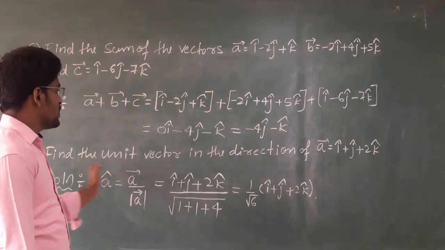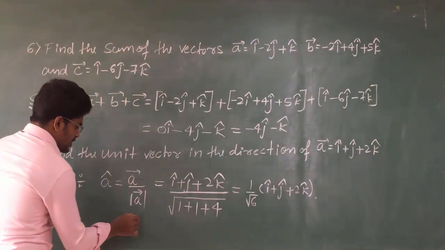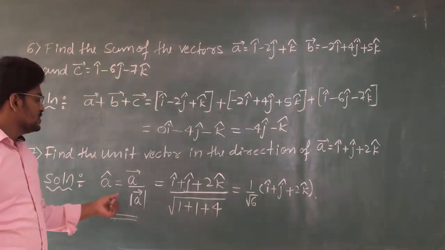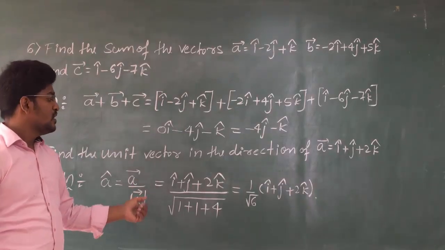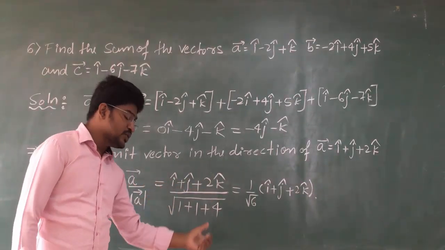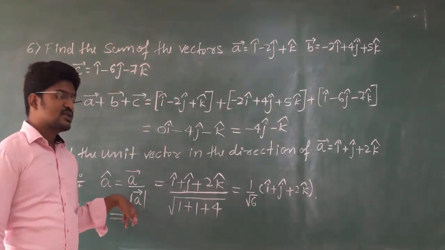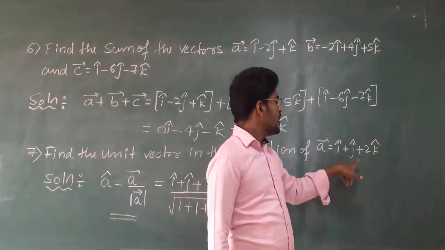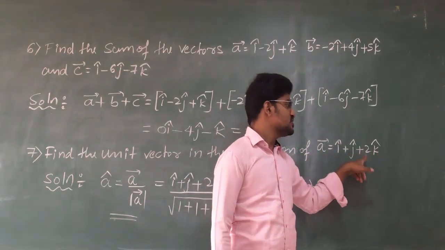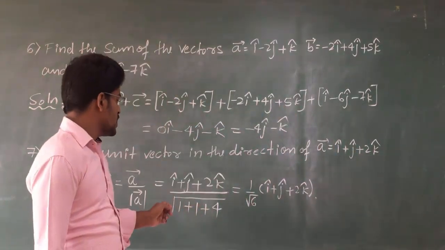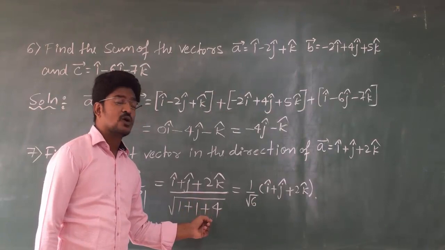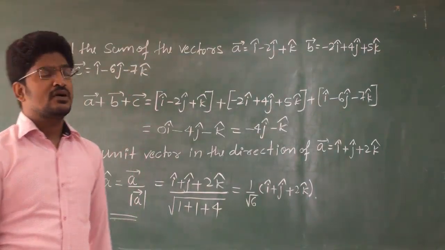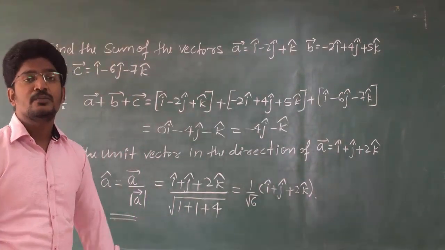Clear? So here you have to find the unit vector. Please remember this formula for the unit vector in the direction of given vector A: A cap equal to vector A divided by magnitude of vector A. Write vector A as it is, divided by magnitude of vector A, which is the square root of x square plus y square plus z square. That means x square means coefficient of i cap, y square means coefficient of j cap, z square means coefficient of k cap. So 1 square is 1, y square is 1, z square is 4. So you add that: 1 by root 6 into i cap plus j cap plus 2k cap. Clear? So now let us go for the next problems.